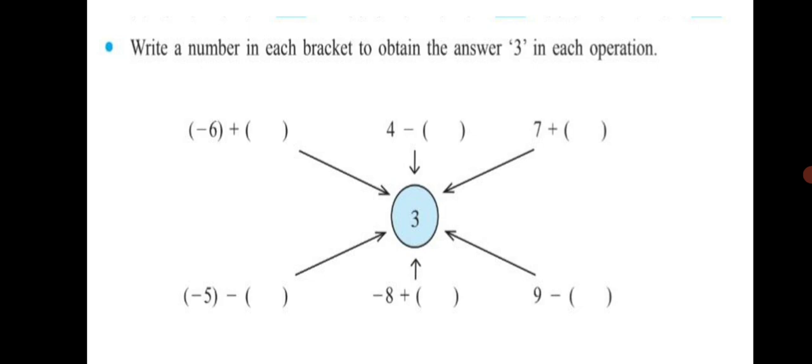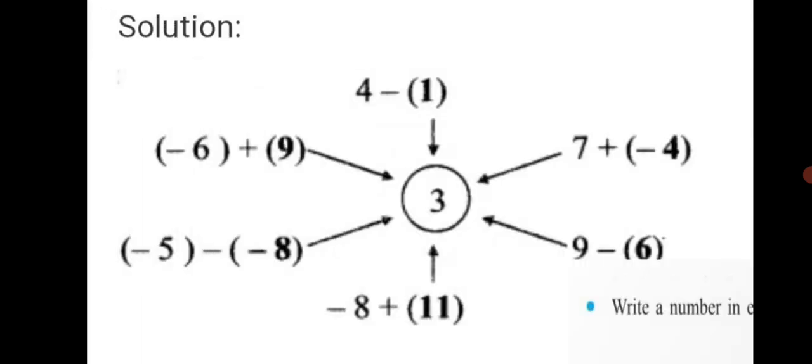Write a number in each bracket to obtain the answer 3 in each operation. So there are 6 operations altogether given here, 1, 2, 3 and at the bottom 3 more. Each operation should be such that when you enter a number, the answer you get should be 3. So let's have a look at the answers. Minus 6 plus 9. If you put 9 here, then 9 minus 6 will be 3.